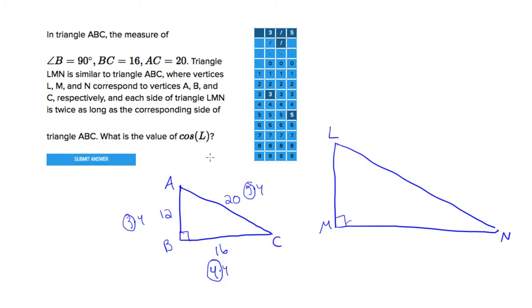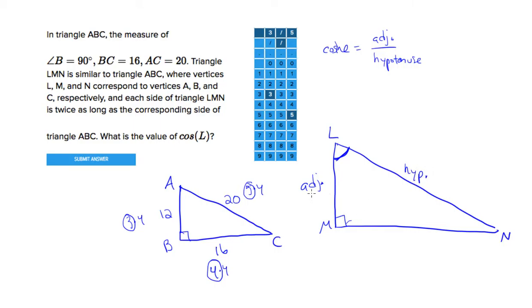So we're asked what the value of the cosine of L is. So cosine of angle L. Remember, to find the cosine of an angle, you take the adjacent side divided by the hypotenuse. We have this little mnemonic device, SOHCAHTOA. The CAH, C-A-H, is cosine adjacent over hypotenuse. So in this case, we're trying to figure out this adjacent one divided by the hypotenuse.